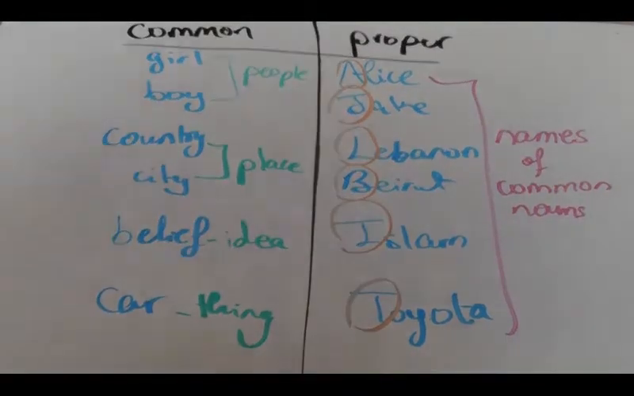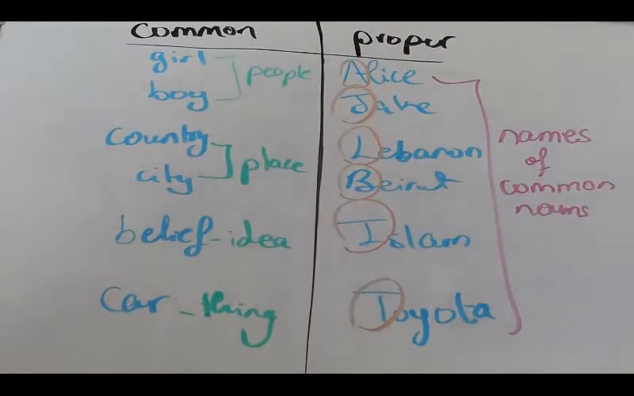The following table shows the difference between common nouns and proper nouns. As you can see, for common nouns: girl, boy, country, city, belief, car. Proper nouns: Alice, Jake, Lebanon, Beirut, Islam, and Toyota. For common nouns, I just used any regular nouns in the world, okay? Girl, boy, country, city, belief, car, any girl, any boy, any country, any city, any belief, any car, as I stated before. Proper nouns, as you can see, are just names of the common nouns I mentioned here.